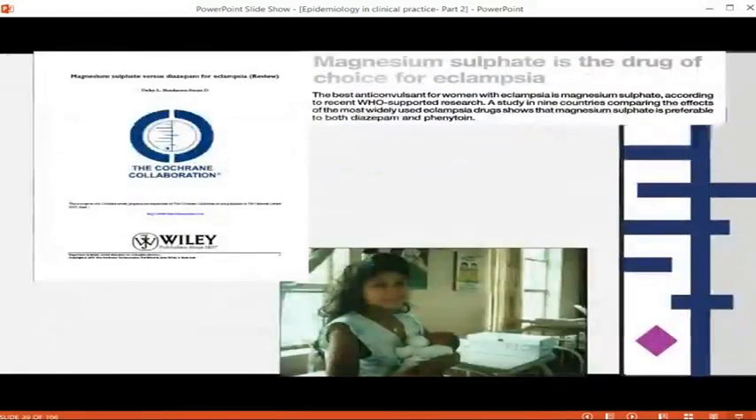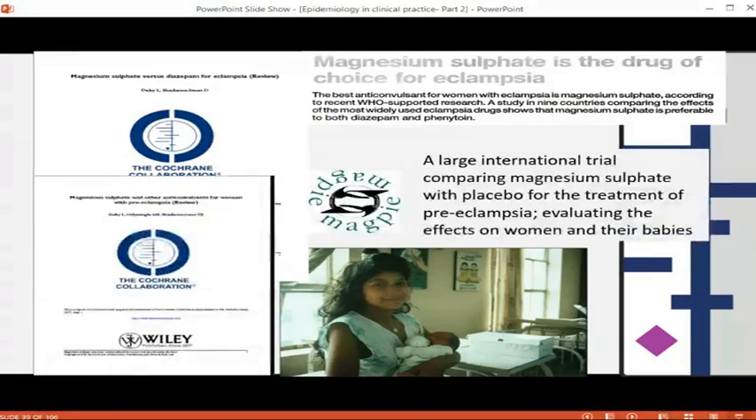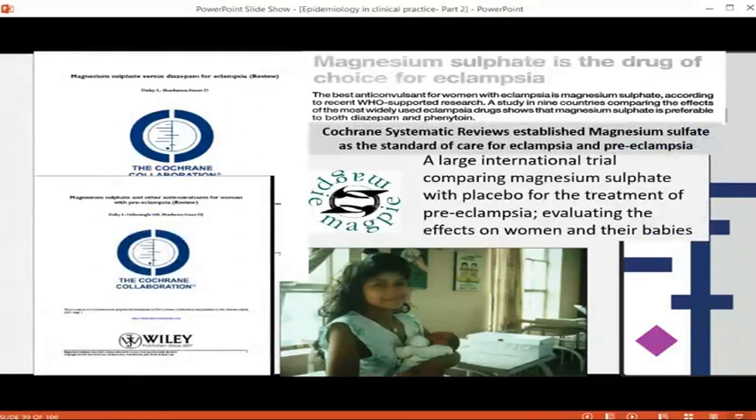Magnesium sulfate is currently considered the drug of choice for eclampsia and preeclampsia. But in the early days, when Cochrane did their first review, they found that the world was using diazepam and valproate and other anti-epileptic drugs, phenytoin, for example. So they did a trial which showed that MagSulf is probably preferential, and this Cochrane review of these trials has now established MagSulf as a standard of care for eclampsia and preeclampsia.